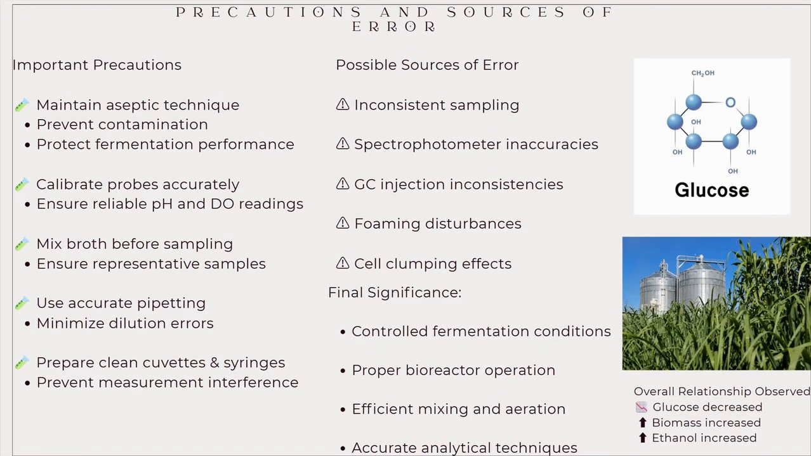the stirred-tank bioreactor system using Saccharomyces cerevisiae. The increasing trends in biomass concentration and ethanol production, together with the decreasing glucose concentration, confirm efficient fermentation activity throughout the cultivation process. The experiment also highlighted the importance of proper bioreactor operation, efficient aeration and agitation, controlled environmental conditions, and accurate analytical techniques in achieving stable and efficient fermentation performance. Overall, the results obtained were consistent with the expected microbial growth kinetics and bioethanol production behavior in a yeast fermentation system. And thank you.